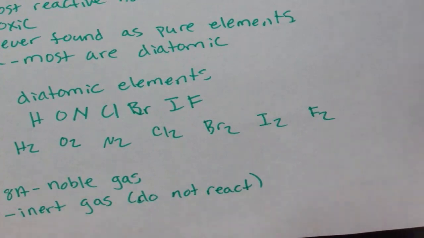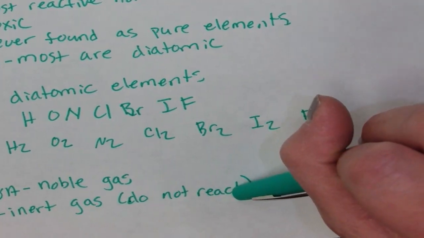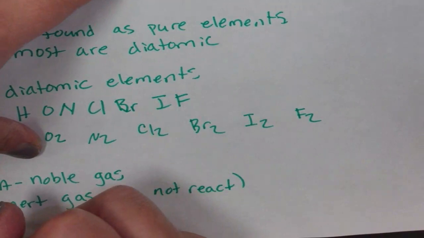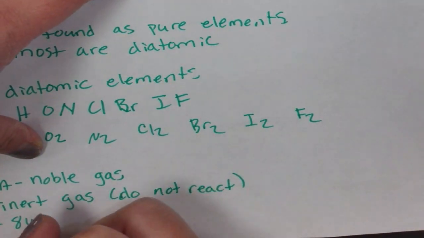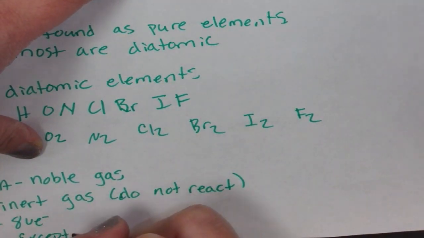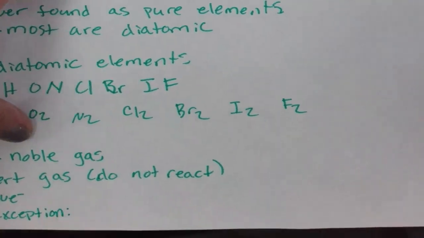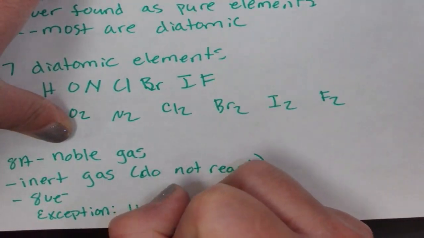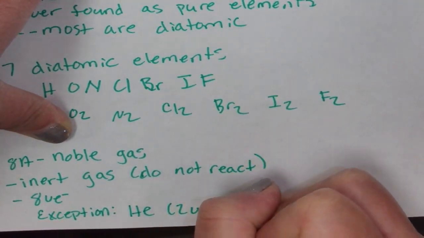And as in chemistry, the only rule in chemistry is there are no rules. So this do not react, there is an exception to that. Xenon is actually reactive, but we're not going to get into that until we get into AP chemistry. So for the purposes of our class, we're going to say they do not react, that they are all inert gases. They do have 8 valence electrons, and again, we have to have exceptions because the only rule in chemistry is there are no rules. So the exception to the 8 valence electron rule is helium, which has 2 valence electrons.